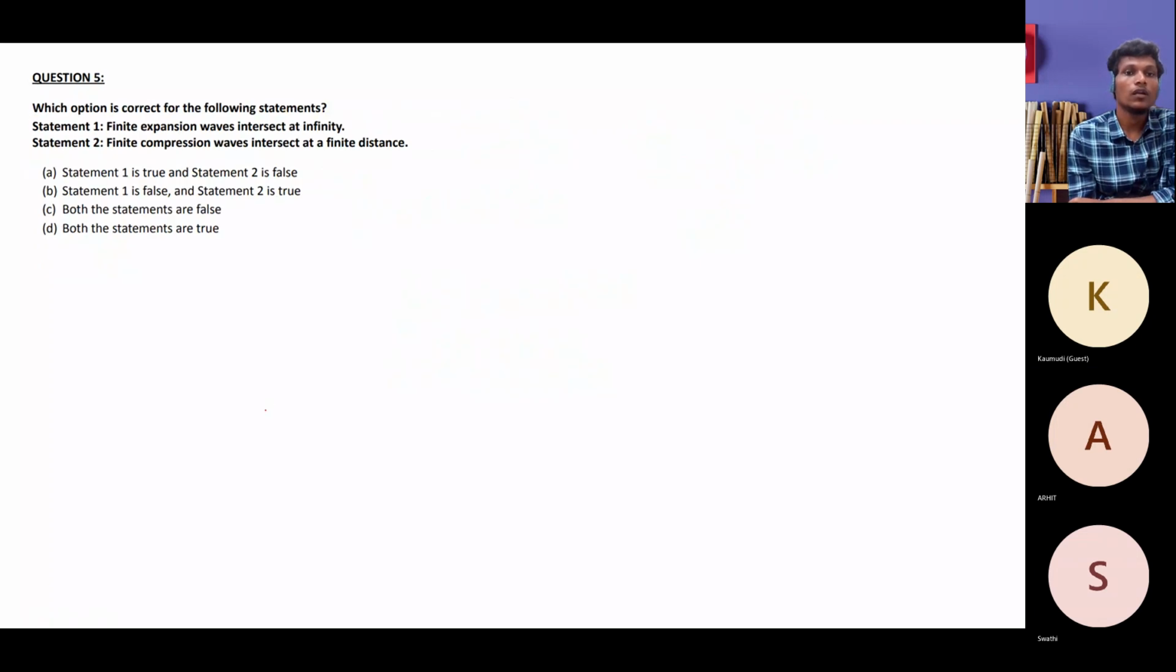So that is the one thing. And let's have this last question for today's discussion. This question is, which option for the following statements is correct? Finite expansion waves intersect at infinity, and finite compression waves intersect at a finite distance. For finite expansion waves, at an expansion corner, we will have expansion waves like this. In these expansion waves, we won't see any intersection, even if you travel for infinite time, you won't see any intersection.